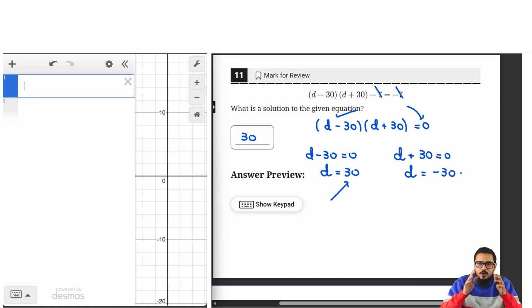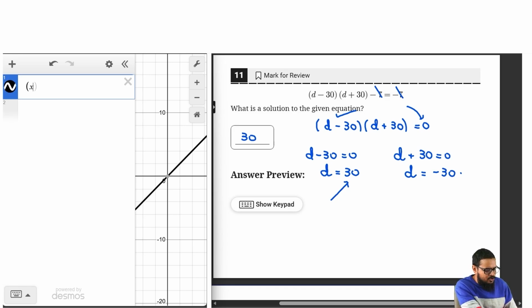So Desmos could plot vertical lines for me. Because if I type d, Desmos would ask me to provide the value of d, which I won't be able to do because I'm looking to find out the value of d, right? I just don't want my Desmos to open sliders for the unknown constant d. So I'm just going to replace d with x, so x minus 30, and then times x plus 30, and then at the end you have minus 7 equals minus 7, right?